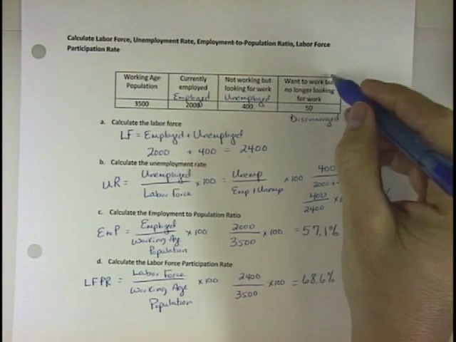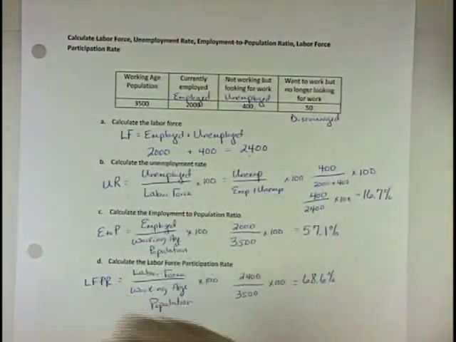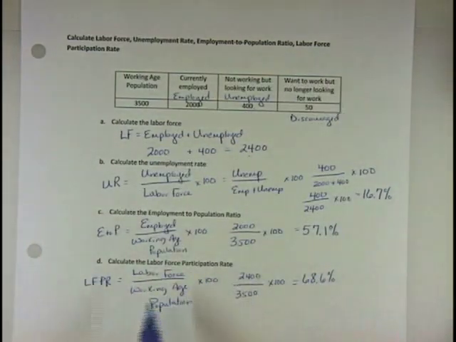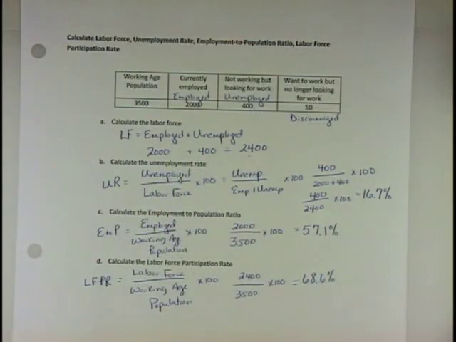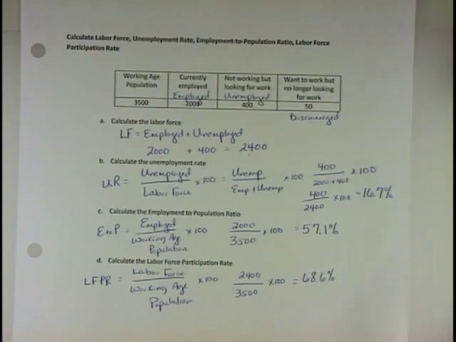Again, remember that these discouraged workers, they're not counted anywhere in here. I mean, they're counted in the working age population, but they're not unemployed, they're not employed, they're discouraged, they're not looking for a job, so they are not included.